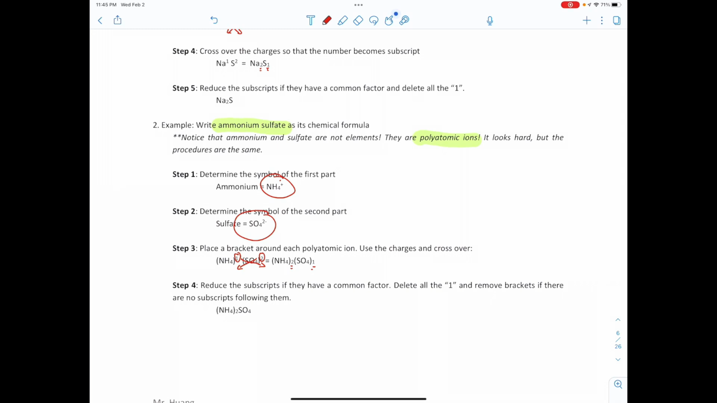Once again, we're going to do a little bit of cleanup. If we can reduce the subscripts, we will reduce the subscripts. And we're going to delete all the 1s and remove the brackets if there's no subscripts following them. So after we clean up, from step 3, we end up with, in brackets, NH4, 2, and then SO4. So this here is our final answer for ammonium sulfate.